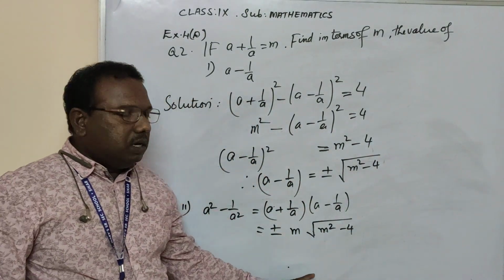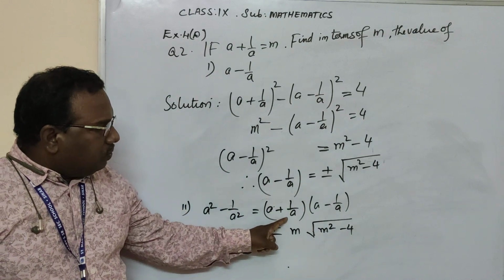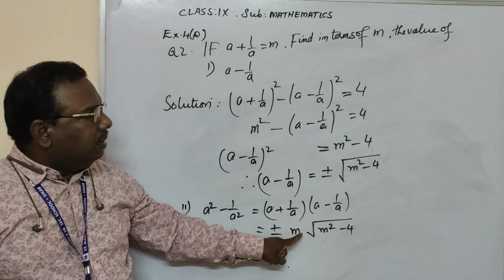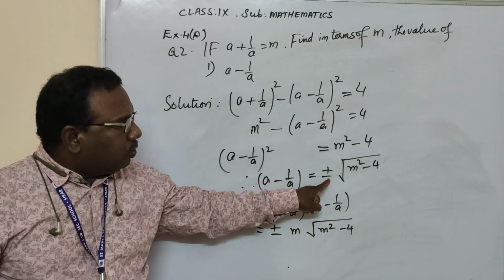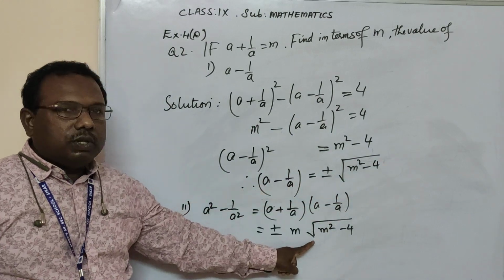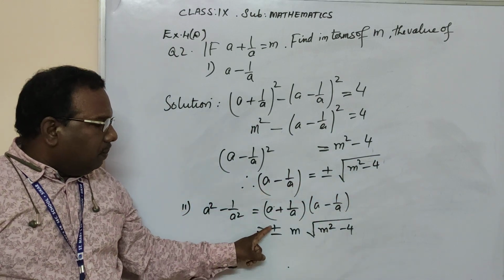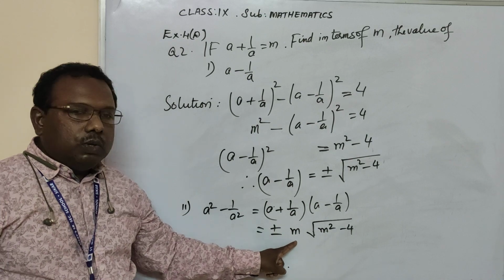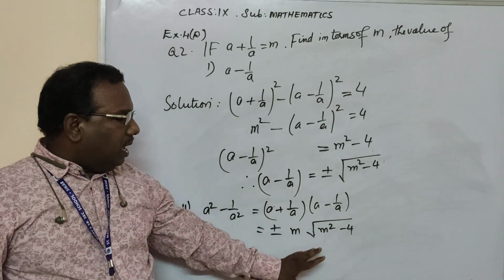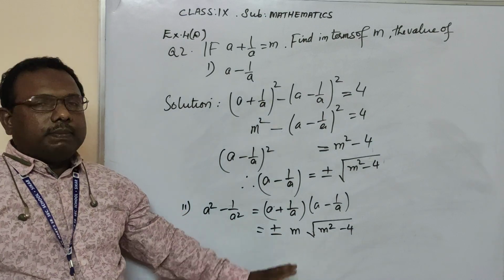Okay, carefully look. A plus 1 by a is m, this m, then a minus 1 by a is plus or minus square root of m square minus 4, that is written here, so that we get the final answer: plus or minus m into square root of m square minus 4 is the answer of the second part.